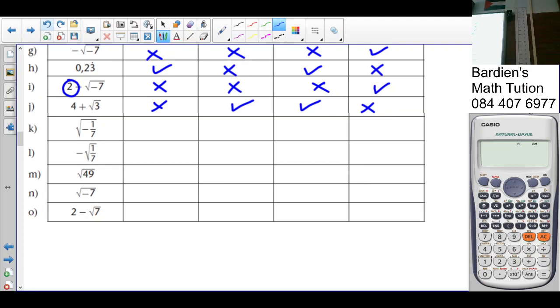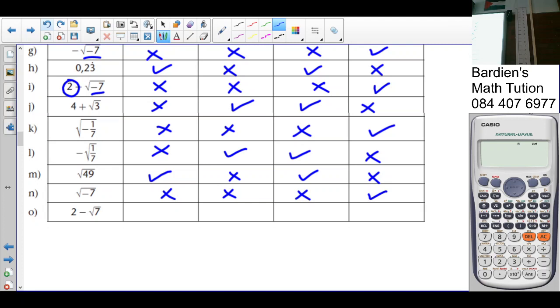The square root of negative 1 over 7 is non-real. That is a surd. Square root of 49 is 7, so it's real. And it is rational, not irrational, it's real. Can't be non-real at the same time. Square root of negative 7. I see it's coming up often here. It's non-real. And this is a surd, so it will be irrational. Okay? Any confusion here? No.